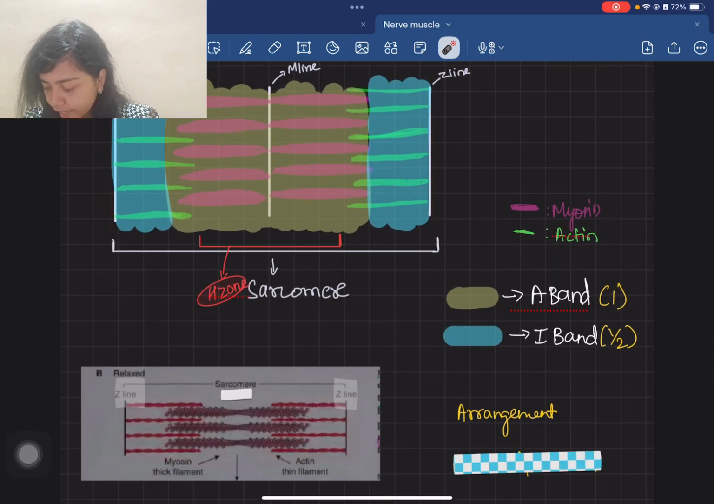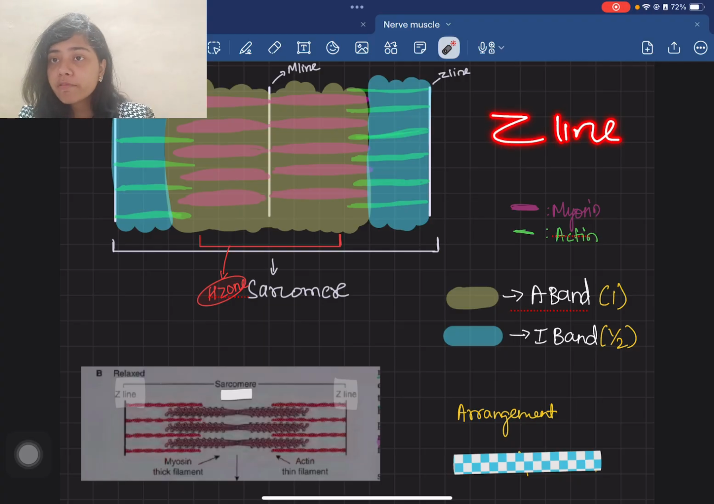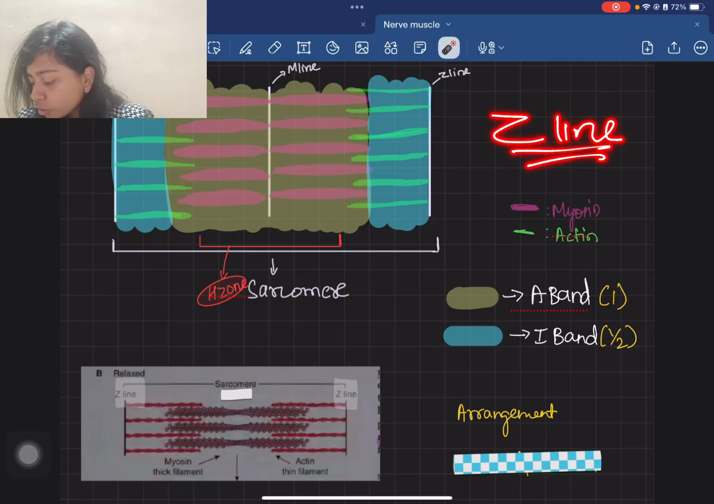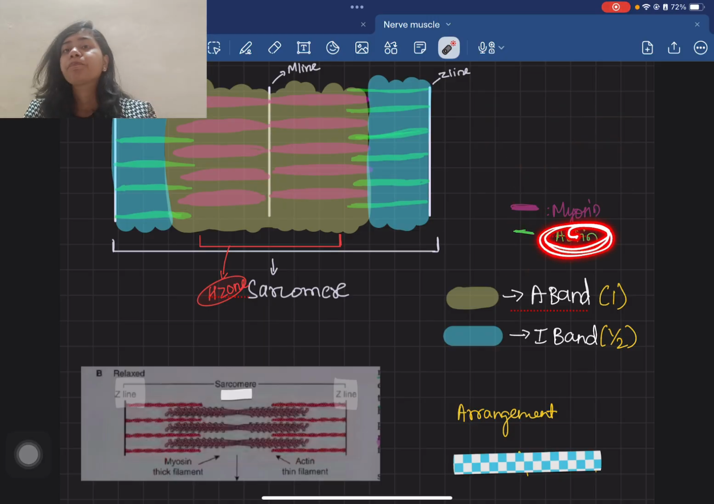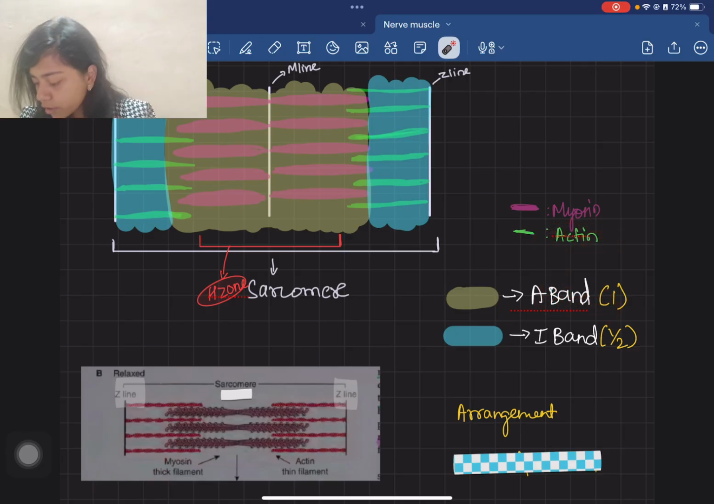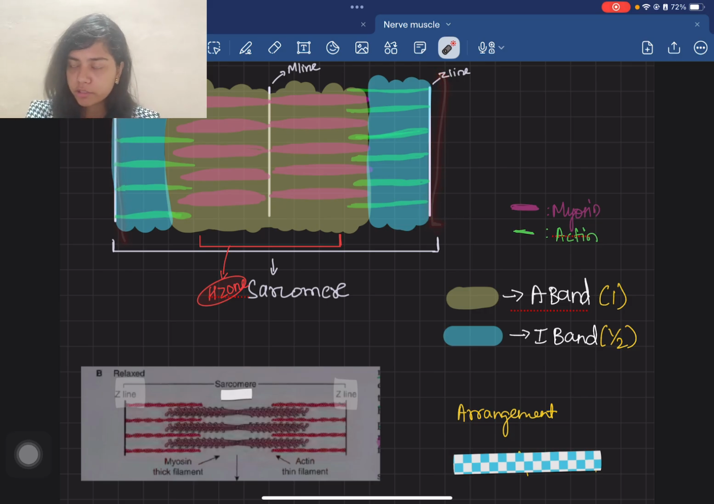This is the Z line. For this video, what I want you to remember is which filaments are attached to the Z line. Actin filaments are attached to the Z line, and these are the thin filaments. If you are not able to remember, actin, tin, like thin, so actin is a thin filament, and it is actin which is going to be attached to the Z line.